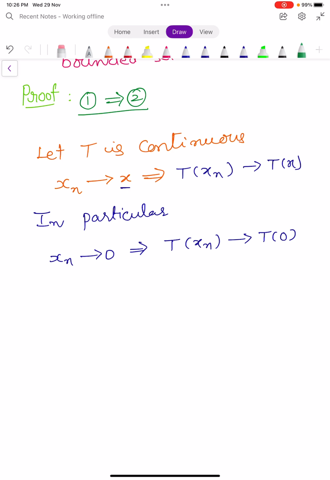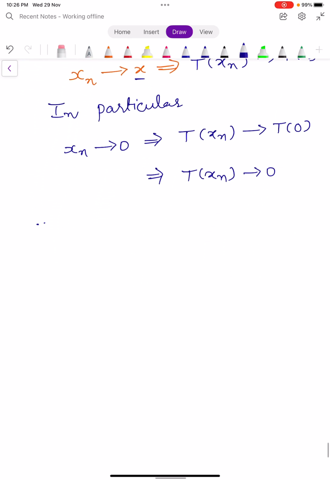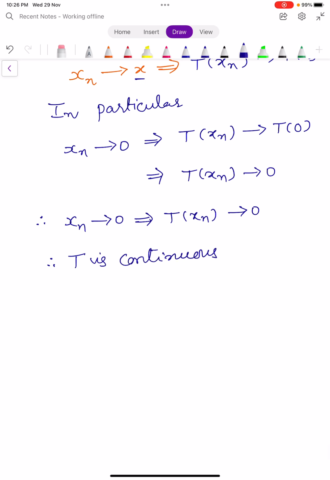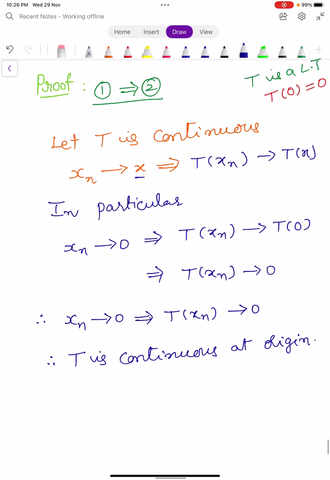Here what is T? Capital T is a linear transformation. One of the properties of a linear transformation is T of 0 is equal to 0. This condition implies T of xn converges to 0. It means we show that xn converges to 0 implies T of xn converges to 0. This shows us capital T is continuous at origin. So this proves 1 implies 2.